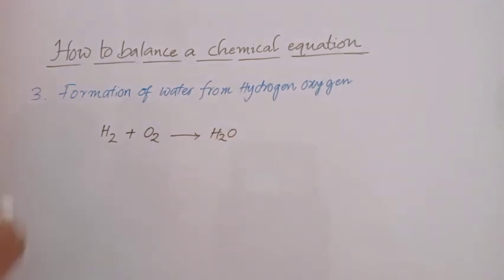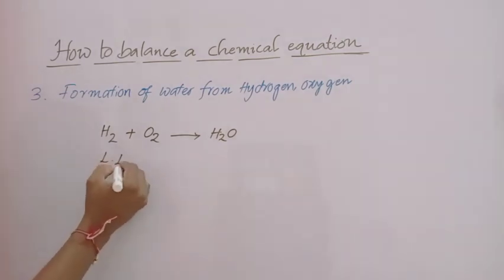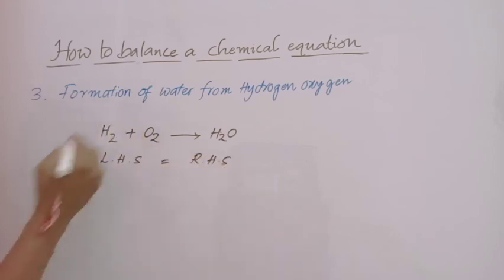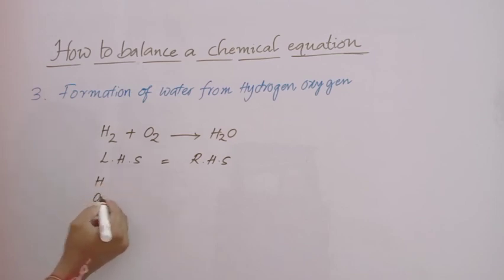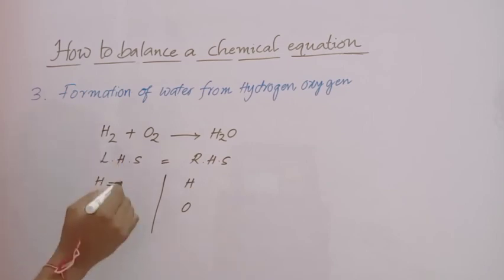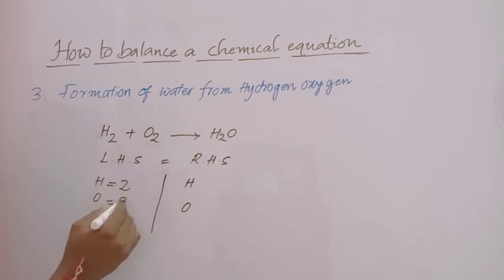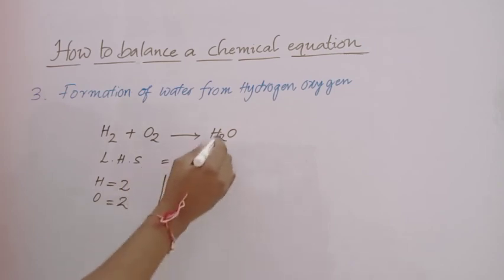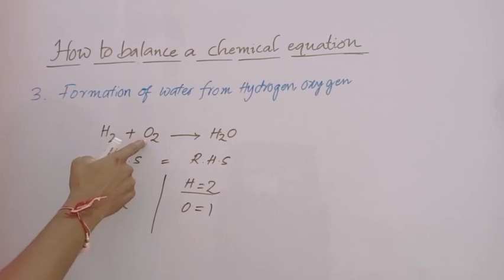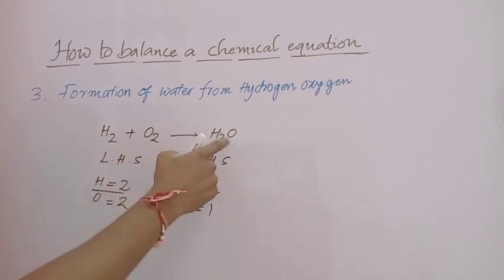Is this a balanced equation or an unbalanced equation? Let me find out. LHS is equal to RHS. Hydrogen and oxygen on the left, and hydrogen and oxygen on the right. On the left, how many hydrogens? 2. How many oxygens? 2. On the right, how many hydrogens? 2. How many oxygens? 1. Hydrogen needs no change; you have to change the oxygen. The left has the higher number of oxygens, so we have to change the right.